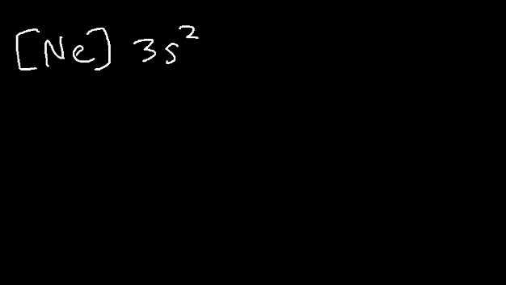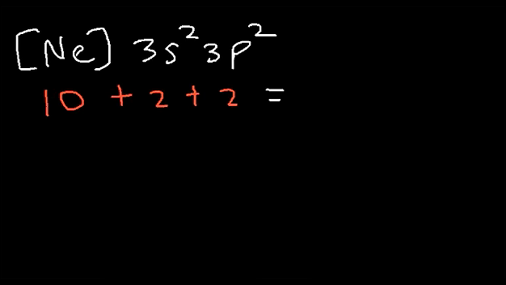So let's work on another example. Let's say you have the configuration neon 3s2 3p2. How many valence electrons do you see here? So first, let's identify the element. Neon has an atomic number of 10, and if we add 2 and 2, it's 14. So we know the element is silicon.